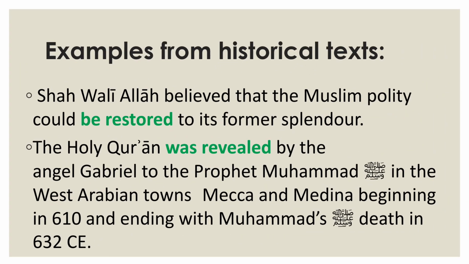Examples from historical texts. Shah Waliullah believed that the Muslim polity could be restored to its former splendor. The Holy Quran was revealed by the angel Gabriel to the Prophet Muhammad ﷺ in the West Arabian towns Mecca and Medina beginning in 610 and ending with Muhammad Sallallahu Alaihi Wasallam's death in 632 CE.